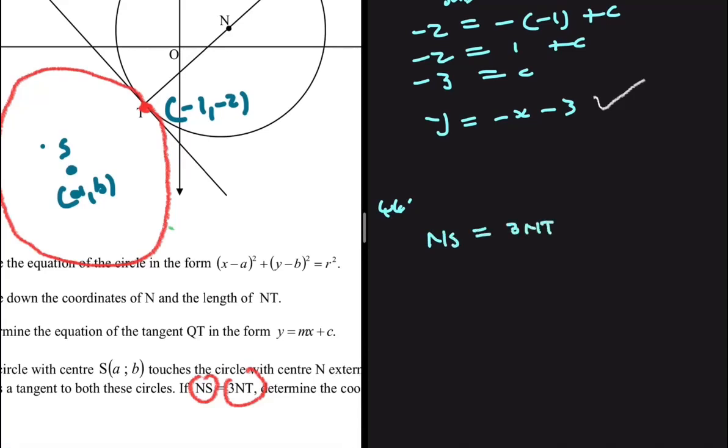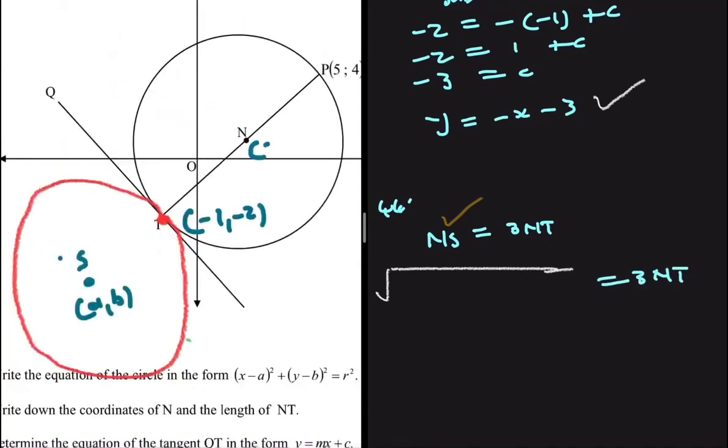That is the first thing I'll be thinking about. So NS, using the distance formula. Right, let's go ahead and do that. So this is equals to 3NT. We have 2 and 1 as the coordinates of N.